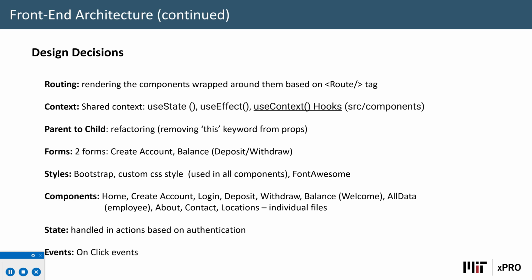For styles, I have been using bootstrap, also font awesome. For components, I've been having different components with individual files for each of them, such as a home, create account, login, deposit, withdraw, balance, all data, which is for employees, about, contact, and location. State is handled in actions based on authentication. For events, I've been using on-click events, which trigger events when clicking on a button in the account form, for example, or in the navigation bar.